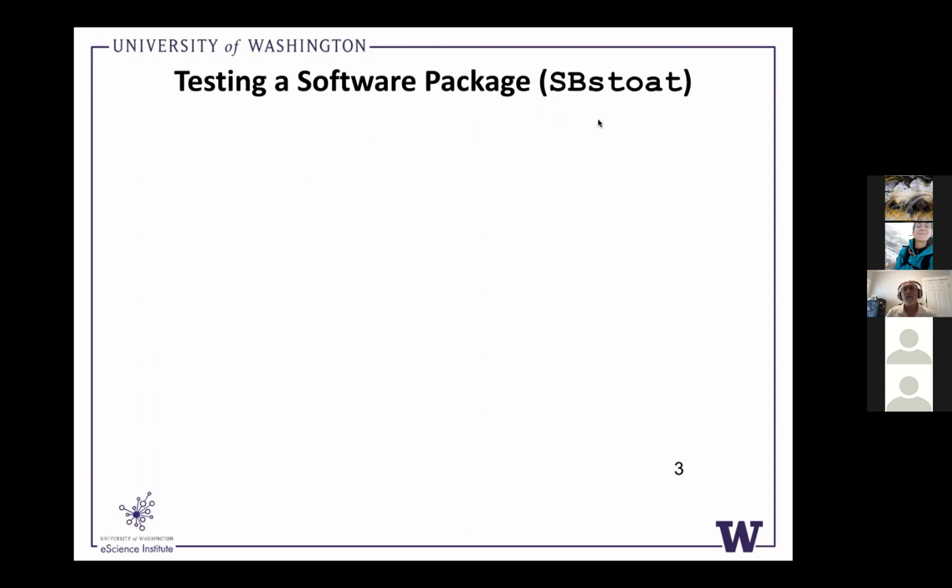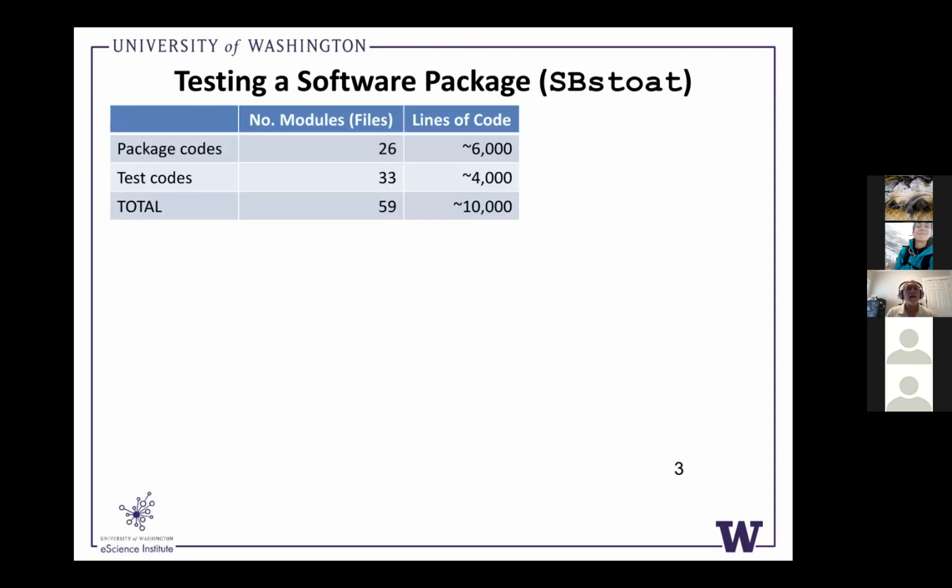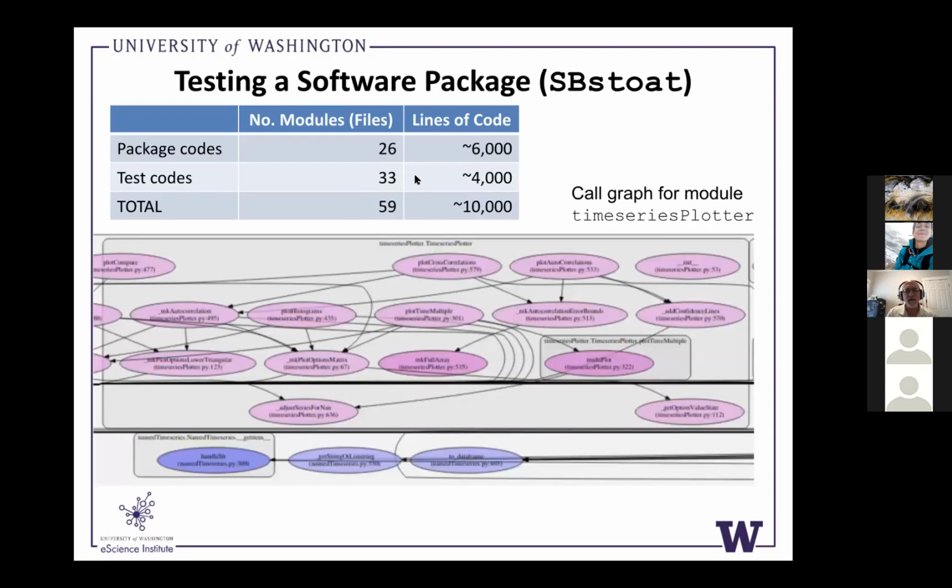Yesterday, I introduced this package SP Stoat that we use for parameter estimation, and I thought that might be a useful piece of software to discuss in terms of how it's structured, the amount of lines of code and also the amount of lines of tests. So the package code itself is about 26 modules and about 6,000 lines of code. The test code, these are mostly unit tests, is about 33 modules and about 4,000 lines of code. So roughly, it's 40%, close to half.